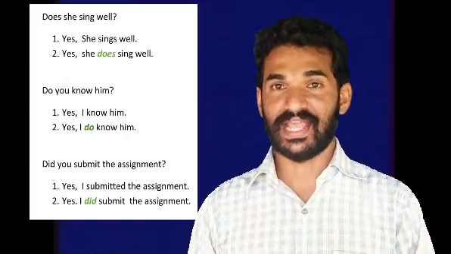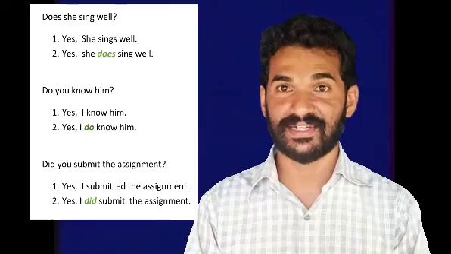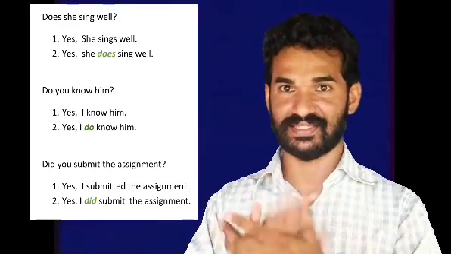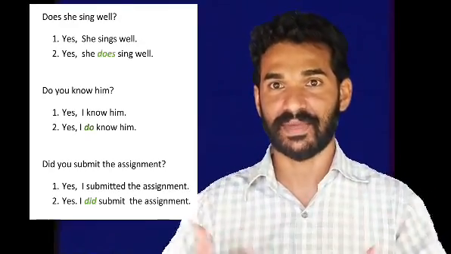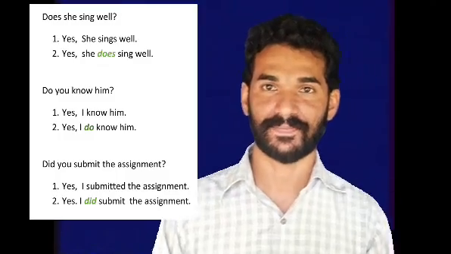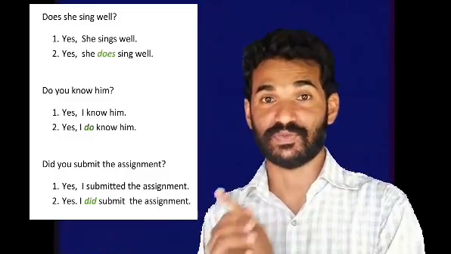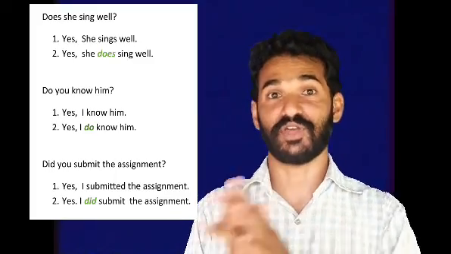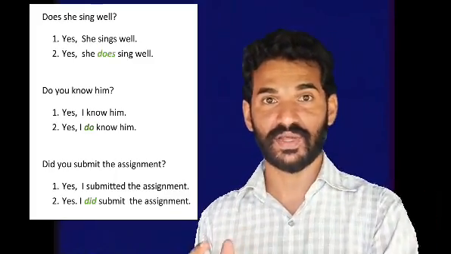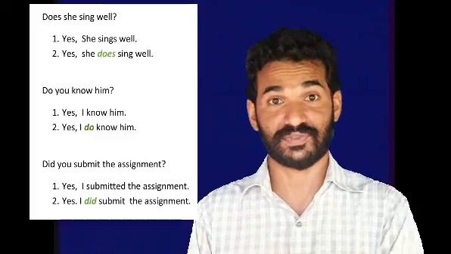Now we are moving to the next. We use do, does, did to emphasize a sentence, to stress a sentence. I will give you some examples. Those examples will make you understand. Look at the sentence. Does she sing well? You want to know whether a girl sings well. So you ask this to your friend. Does she sing well? Then your friend replies, yes, she sings well.